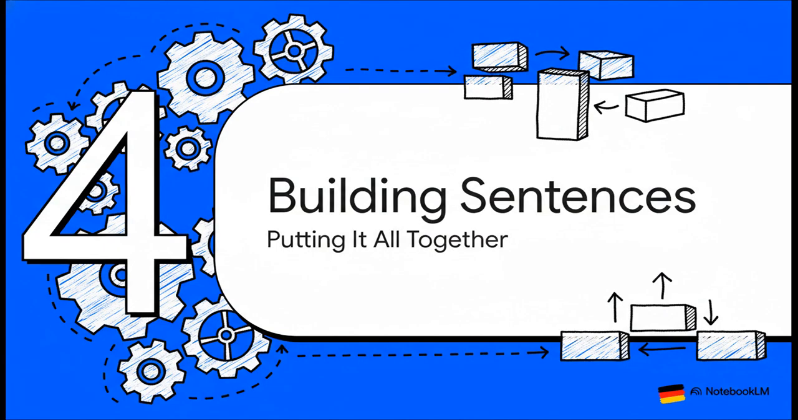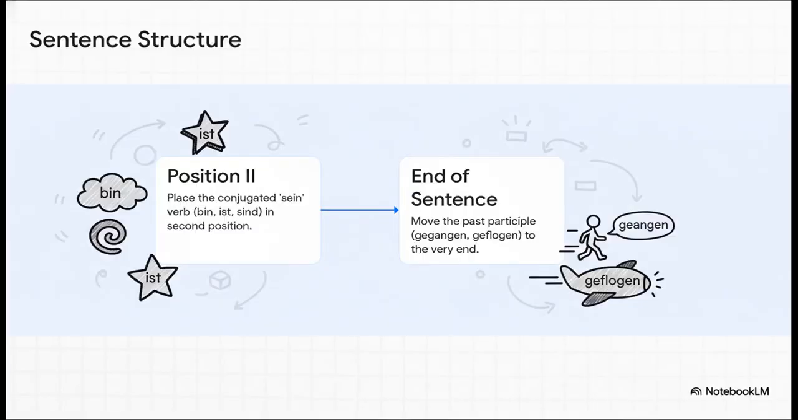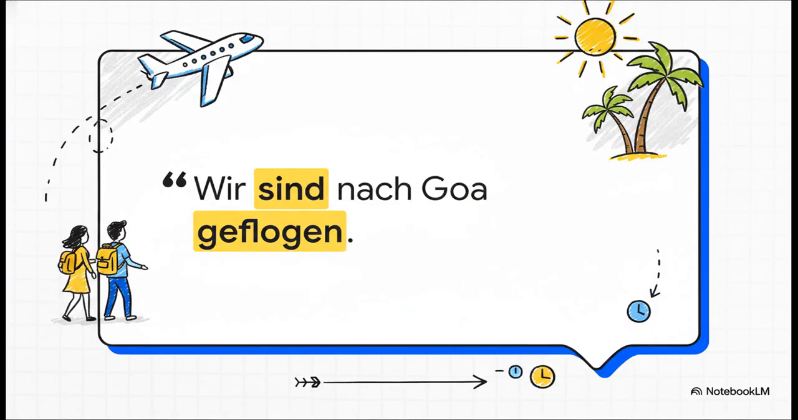Okay, so you've learned the different verb forms. That's great, but now for the most important part, actually using them, right? Let's put all these pieces together and start building some proper German sentences. The structure is key, but it's also very consistent. And the rule here is actually super simple. It's just two steps. Step 1, your helping verb, the right form of sein, like bin, ist, or sind, always goes in the second position in the sentence. And step 2, that past participle we've just been learning, like gegangen or geflogen, gets kicked all the way to the very end. Let's look at an example.